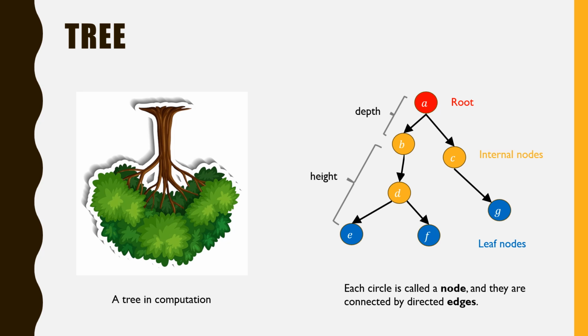On the other hand, the height of a node is defined as the maximum number of edges between that node and a leaf node. For instance, the root node A has a height of 3, with the path passing through the edges AB, BD, and DE. A shorter path from A to a leaf node is AC and CG. However, since we are interested in the maximum number of edges to any leaf, the height of node A remains 3. Similarly, the height of the node B is 2.